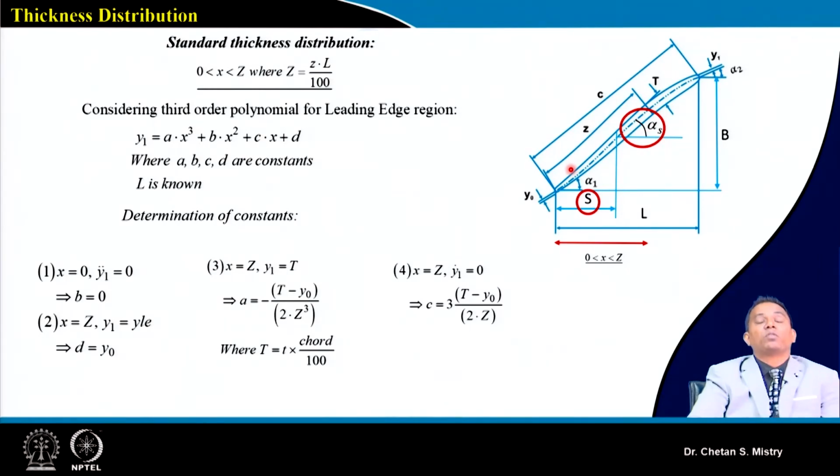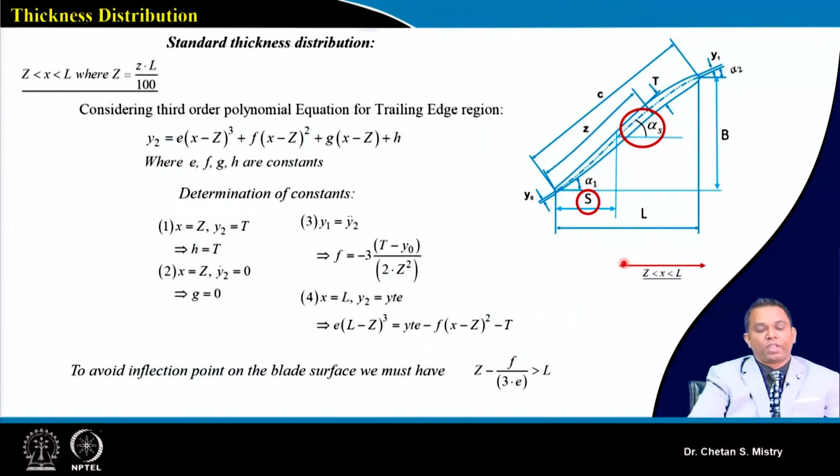We will also be able to calculate the thickness distribution on our pressure surface, especially up to some location Z. Now, in the later part, towards the trailing edge, there also we are taking a third order polynomial, but we know that in that particular region we are looking at the management of shock in a different way. So the third order polynomial equation is defined in a different way. This is the equation that people have defined.